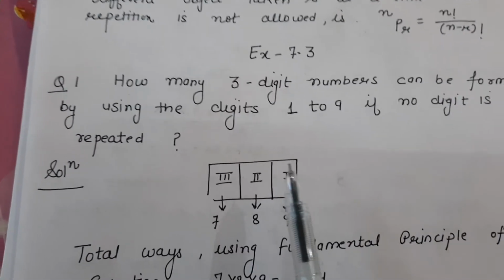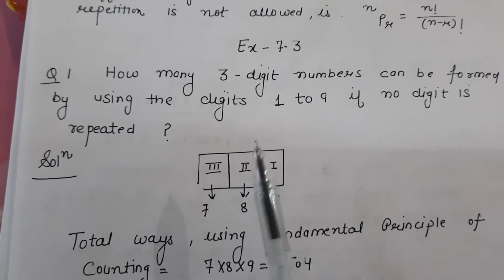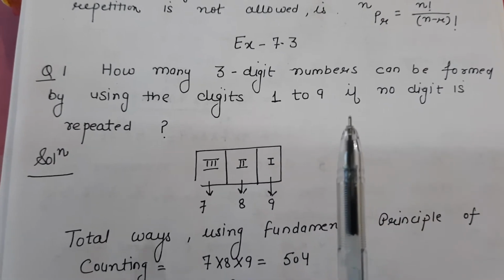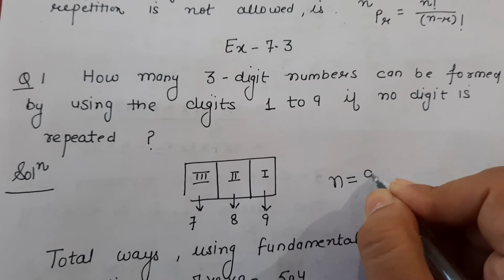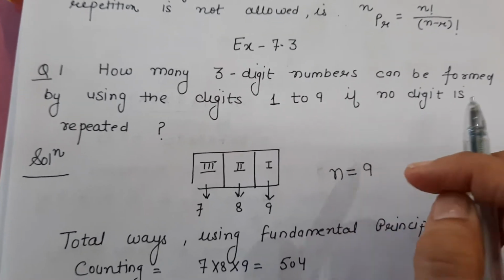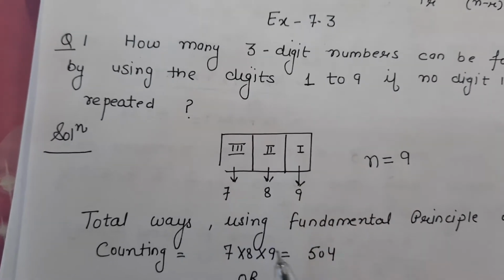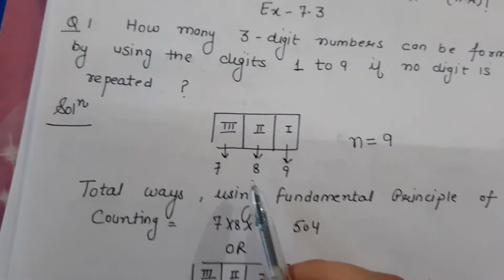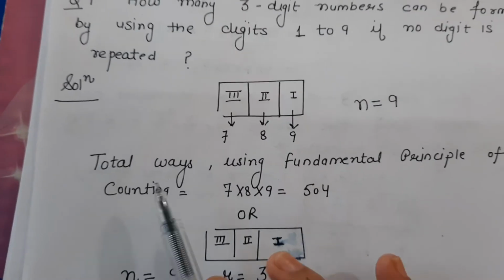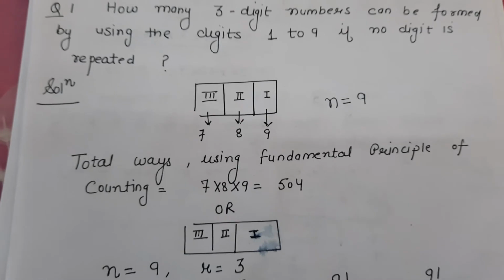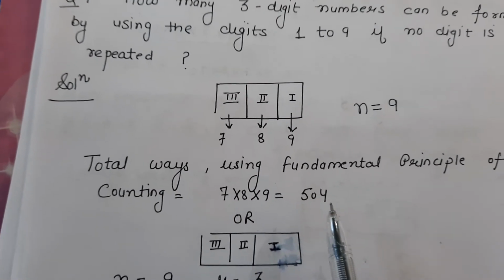Now you have to make 3-digit numbers. So first of all you make 3 blocks. 1 to 9, the total digits, if you count, they are going to be 9. The repetition is not allowed. So this place can be filled in 9 ways. Place number 2, it can be filled in 8 ways. Place number 3, it can be filled in 7 ways. So the total ways by using the fundamental principle of counting are 7 into 8 into 9, which is 504.